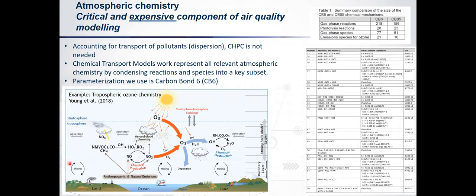And so what I've shown here is just general textbook tropospheric ozone chemistry, which then gets translated into a whole bunch of reactions. We use Carbon Bond 6. You can see the numbers of reactions here. And this is a very expensive component of air quality. However, in many places, including South Africa, it is necessary because, as I noted, our real sources of exceedances from our standard are ozone and particulate matter, which are impacted very, very strongly by atmospheric chemistry.